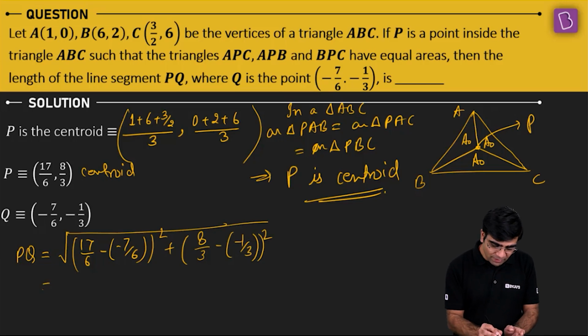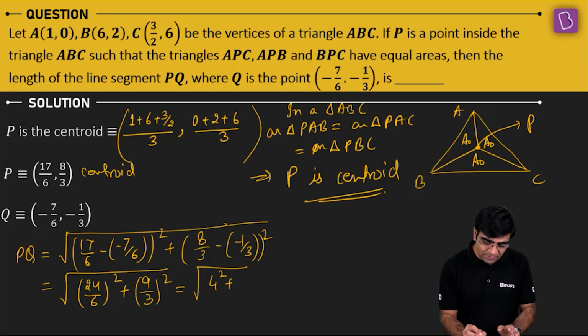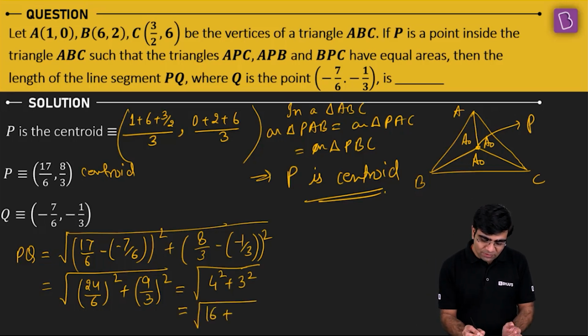Let's simplify. What do I have here? This is 17 plus 7 by 6, that is 24 by 6, the whole square, plus 8 plus 1, that is 9 by 3, the whole square. What is 24 by 6 whole square? 24 by 6 is nothing but 4 square. And 9 by 3 is nothing but 3, so we get 3 square. What is root of 4 square plus 3 square? 4 square is 16, 3 square is 9. Root of 16 plus 9 is root 25.